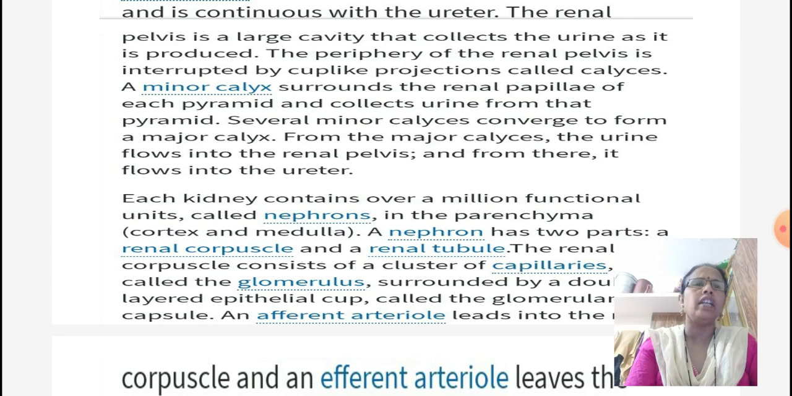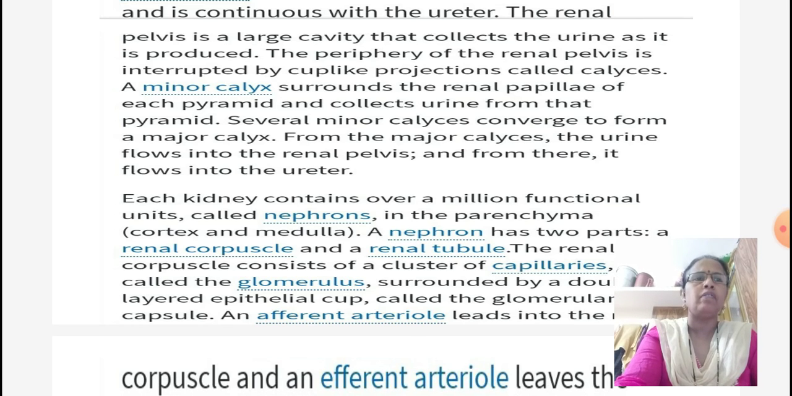Each kidney contains over a million functional units called nephrons, in the parenchyma, cortex and medulla. A nephron has two parts, a renal corpuscle and renal tubules. The renal corpuscle consists of a cluster of capillaries called the glomerulus, surrounded by a double-layered epithelial cup called the glomerular capsule.